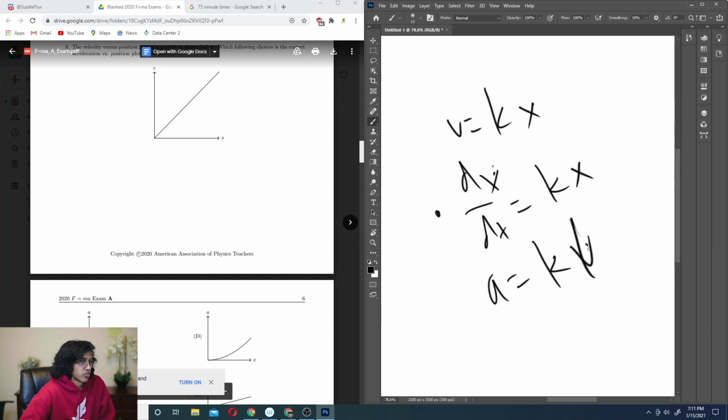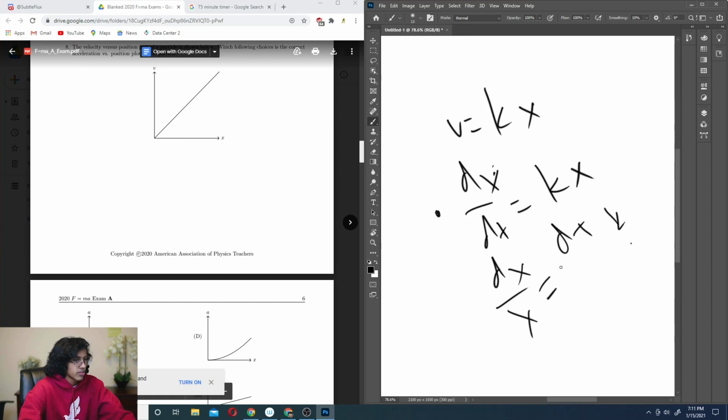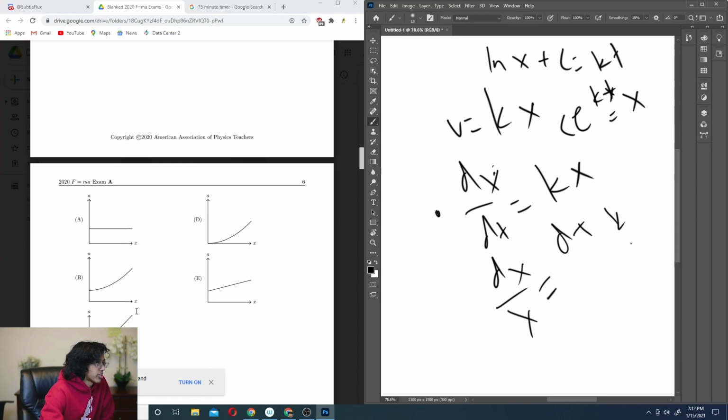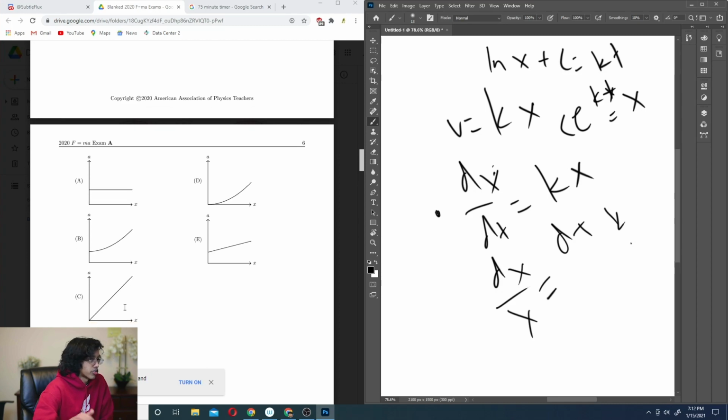Which is equal to kx, so it's k squared x. I feel like that should work, but let us just make sure. So essentially we could solve for x, so dx over dt is k. So essentially we have ln of x plus c is equal to kt, which basically says e to the kt is equal to x, right? Which basically means that everything's going to be proportional to x, so it should just be a straight line. So C is the answer.